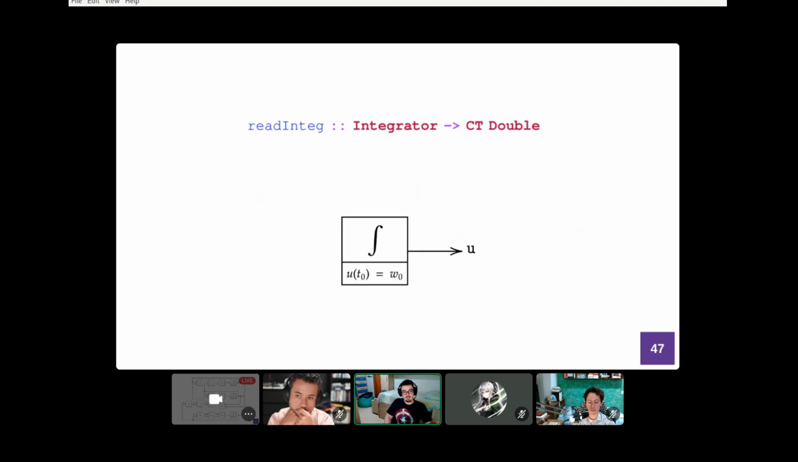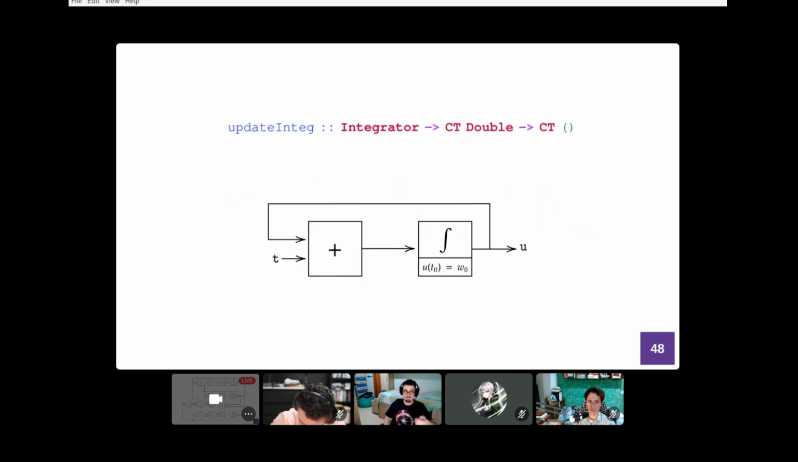The read integ function gives us a state variable. This variable is used to access the integrator's current state. So I'm going to basically have a way to look inside it. In other words, this is basically giving me a bridge to the integrator, right? Because I need to look into it.